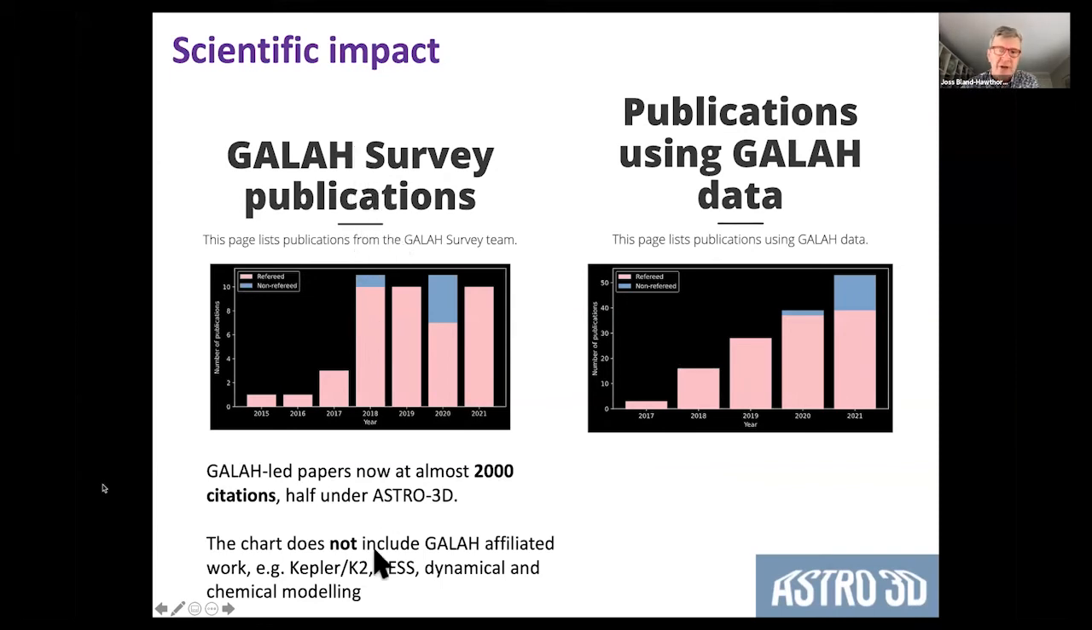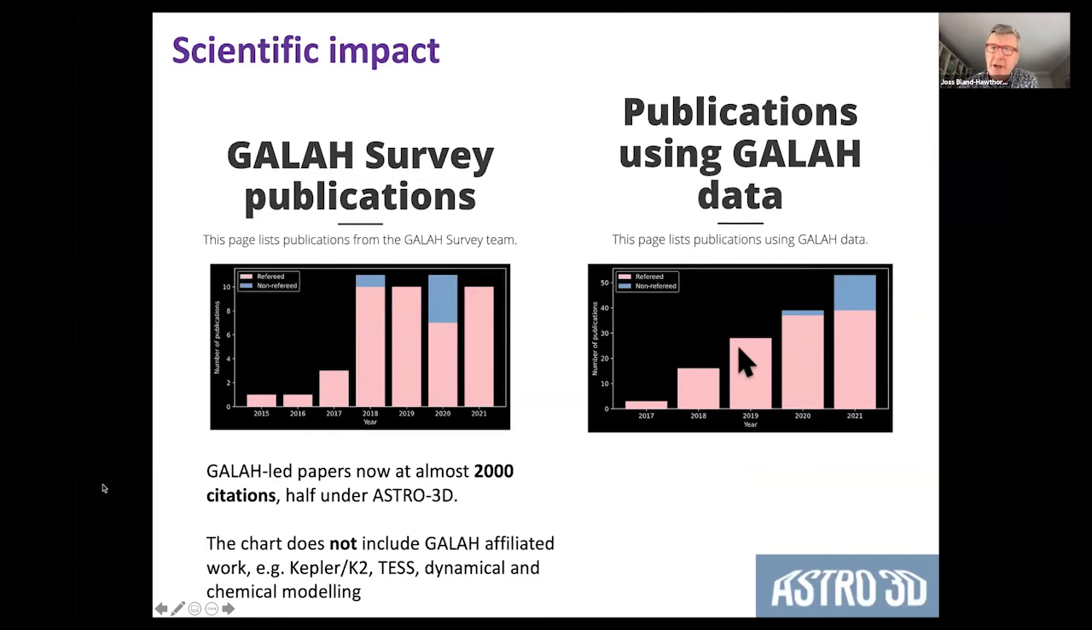I haven't had a chance to mention all the affiliated work that comes under the banner of Astro 3D. For example, Sanjeev Sharma and Michael Hayden have some beautiful papers on chemical evolution modeling this year. They've had 3 papers each, and they've had tremendous impact in terms of people using their models, and those models will fold back into the GALAH survey papers in the years ahead.